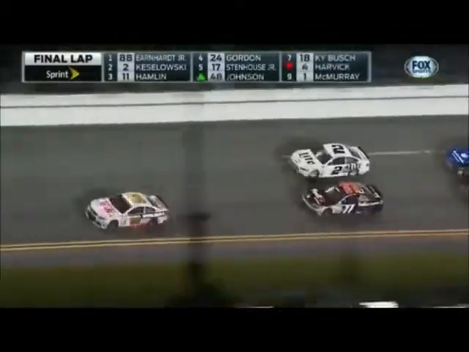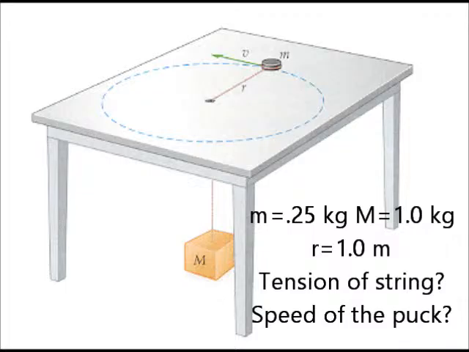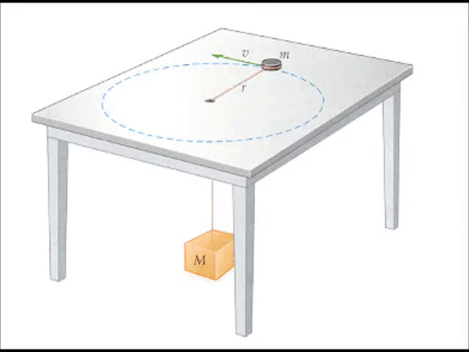An air puck of mass 0.25 kilograms is attached to a table using a string and allowed to rotate in a circle with a radius of 1 meter. The other half of the string goes through a hole in the middle of the table and is attached to a mass of 1 kilogram. Can you find the tension of the string and the speed of the puck?